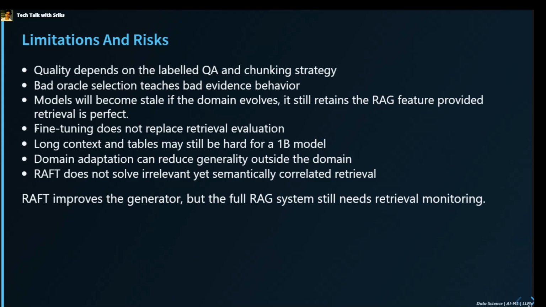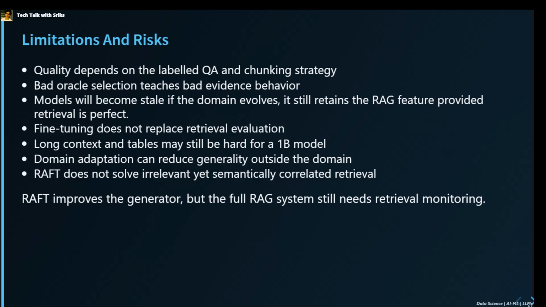Fine-tuning doesn't replace retrieval evaluation. You still have to evaluate how perfect your retrievals are given the question. It's not that we're completely abandoning the retrieval problem. We still have to evaluate and perfect the retrieval so that your answers are more aligned and correct to the question asked. It may be difficult to answer long context and table questions in the 1 billion parameter model, but this is more of an example. So you can go for a little larger model like a 7 billion parameter model.